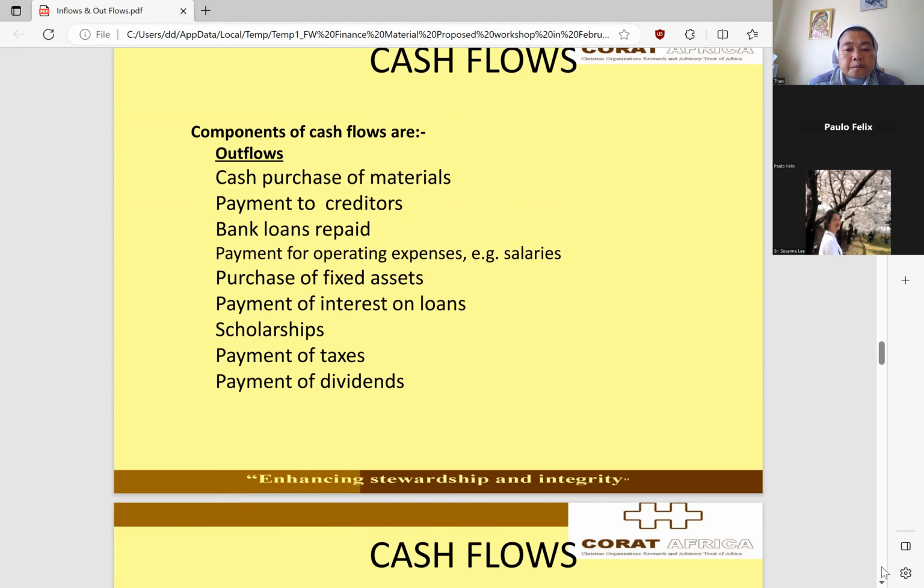Components of cash flows are the outflows: cash purchase of materials, payment to creditors, bank loans repaid, payment for operating expenses like salaries, purchase of fixed assets, payment of interest on loans, scholarships, payment of taxes, and payment of dividends.